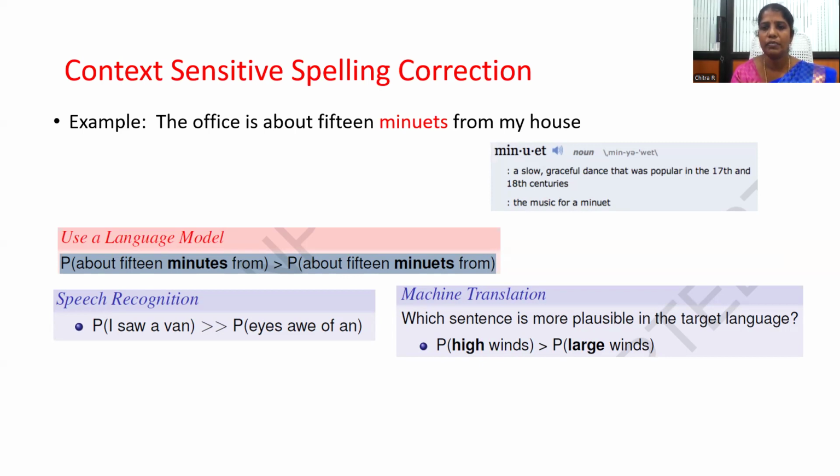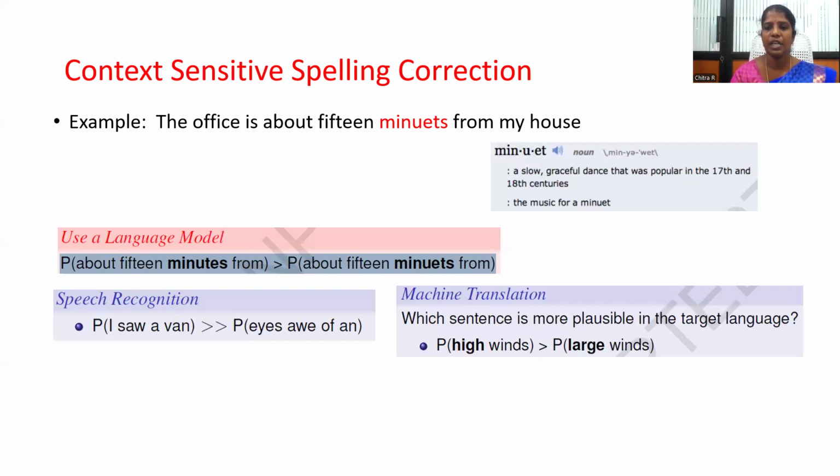To avoid this confusion, we check the probability of the particular sentence from the corpus. Corpus means a set of sentences. When you check the probability, obviously "minutes" has a higher probability compared to "minuets". So the machine will automatically select "minutes" in the error correction instead of "minuets".